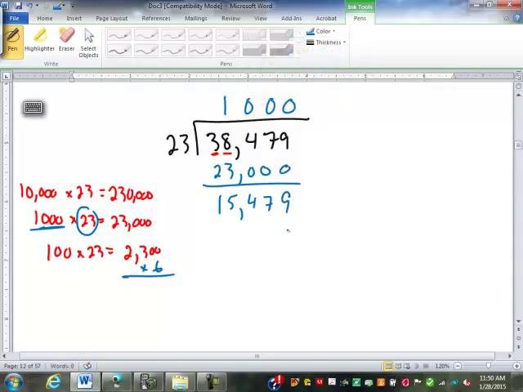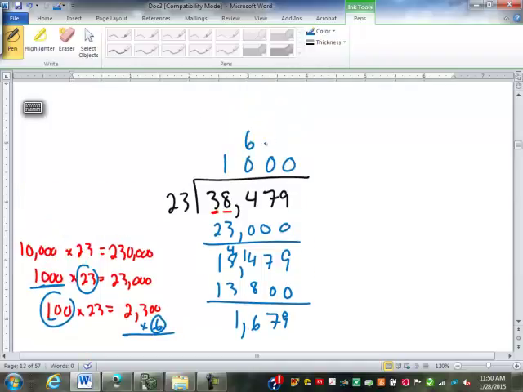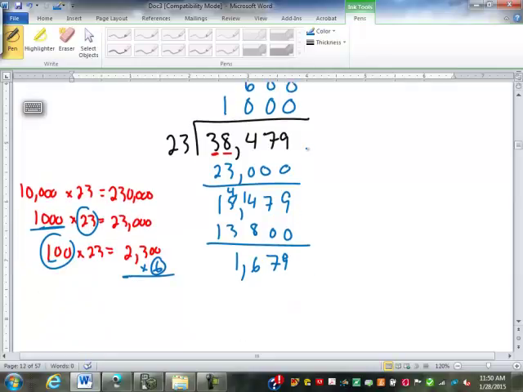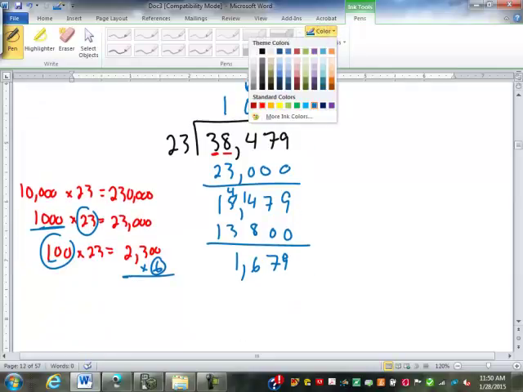So times 6 would be 0, 0, 18, 13. So it's 9, 7, 6. So 1,679. So again, what we did was we subtracted 6 bundles of 100 23s, or 100 times 6 makes 600 23s we just subtracted. Next place value is tens.